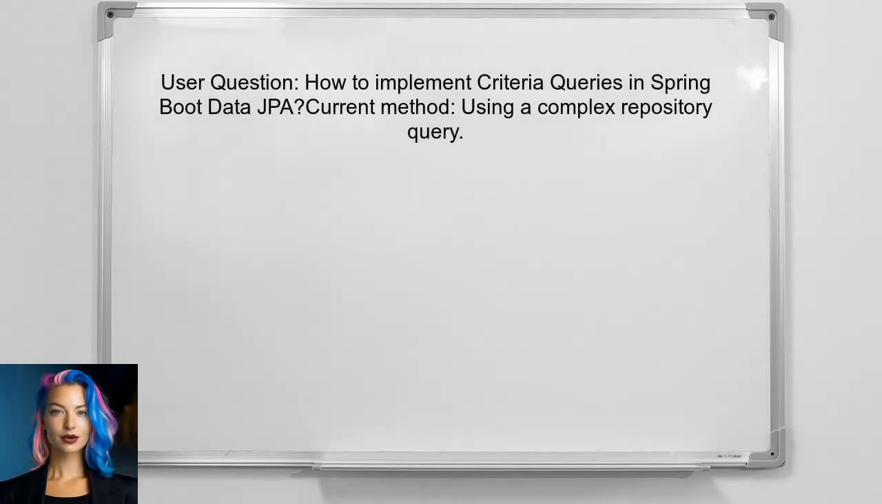Let's take a closer look at a specific question from a user. They have an application using Spring Boot Data JPA and are currently using a repository method with a complex query. They want to know how to implement criteria queries instead. Sound familiar? Let's explore this together.